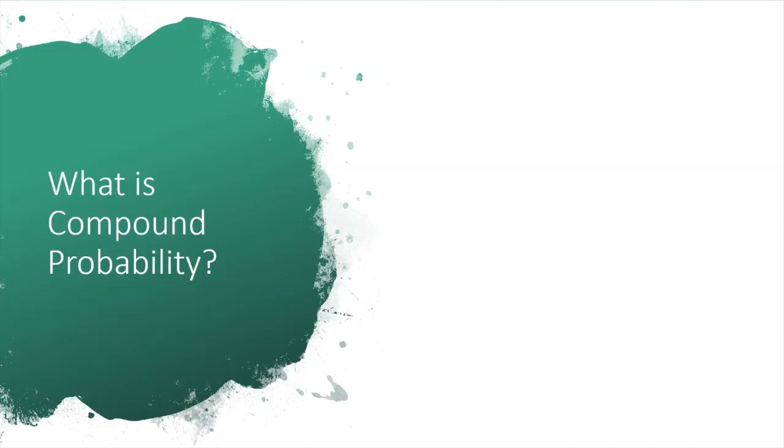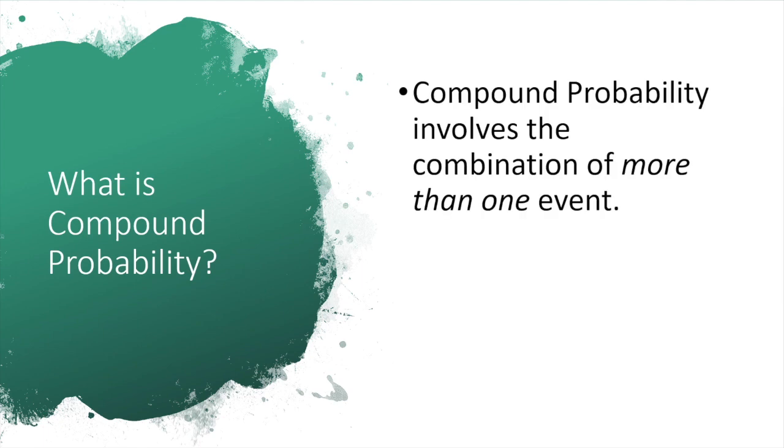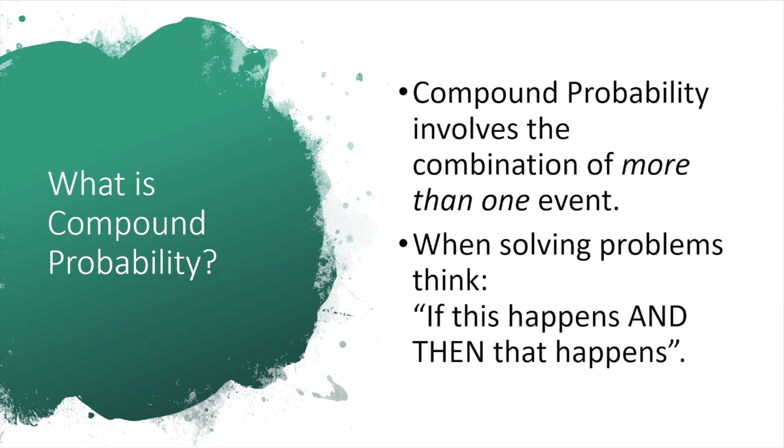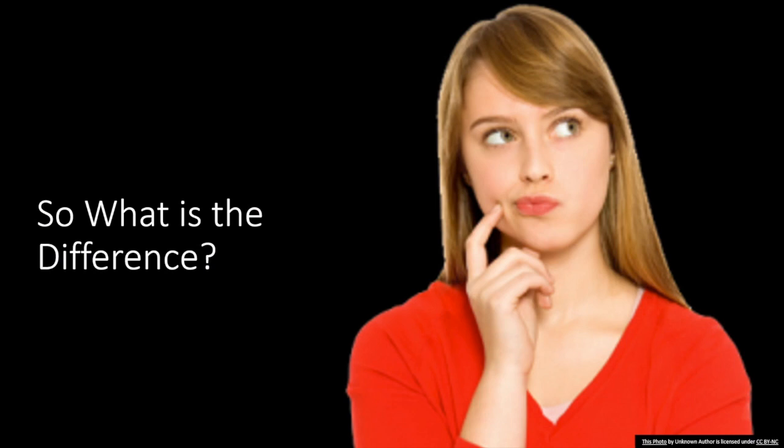So what is compound probability? Well, compound probability comes into play anytime we have the combination of more than one event. When you're solving compound problems, you want to think in your head, if this happens and then that happens. So if the first event happens and then the next event happens.